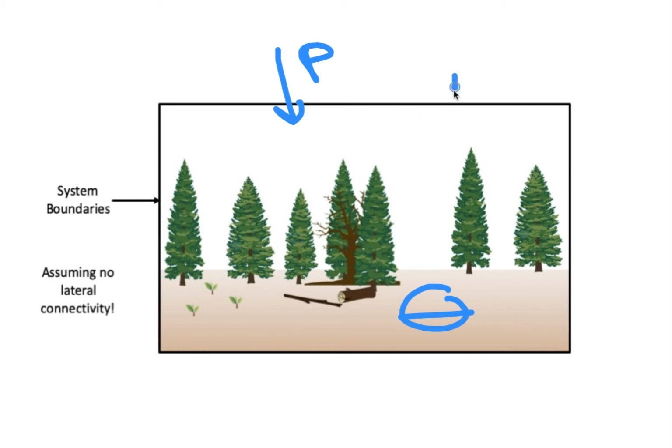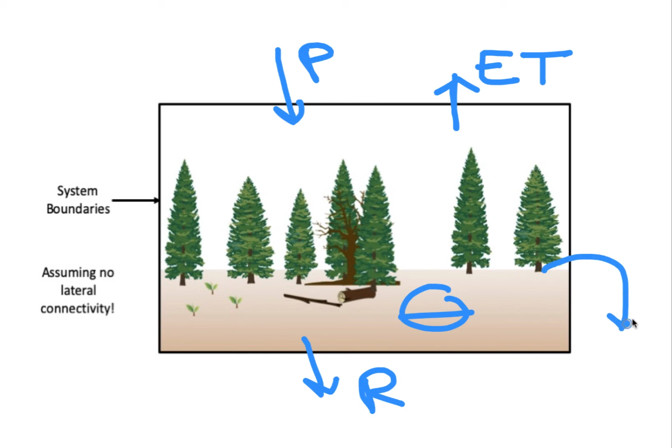Water can also leave our system from the land out into the atmosphere through the evapotranspiration flux, ET. And if we're thinking about other fluxes, we have maybe some leakage of liquid water from the soil to the groundwater, which is R, recharge, as well as some runoff, which we will denote as Q. Okay, so now we can move on to the budget equation.